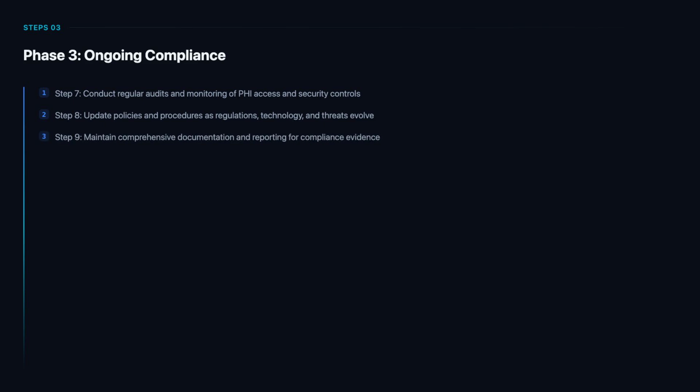Step 9 focuses on documentation and reporting. Maintain comprehensive records of risk assessments, policy approvals, training completion, incident responses, and audit findings. This documentation is your compliance evidence during investigations. Step 10 prepares for violations. Establish clear procedures for investigating potential violations, implementing corrective actions, documenting remediation, and cooperating with HHS during investigations.